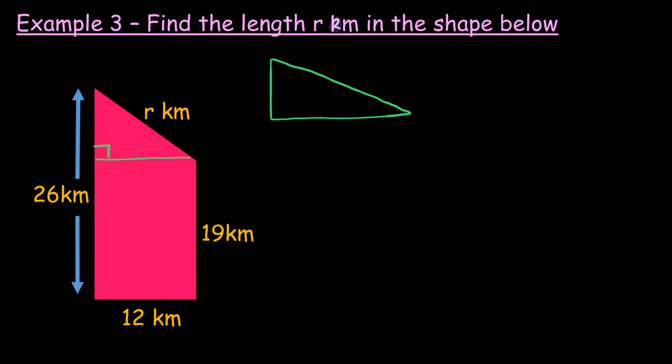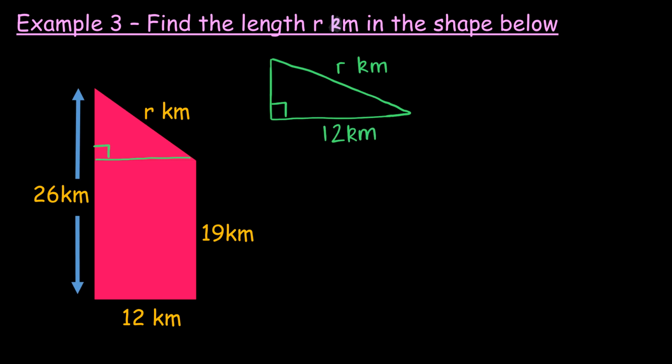So we're going to fill in the sides that we know and then mark on the sides that we want to find. So I want to find this side here, which is r kilometers. And if I'm going to be able to do Pythagoras on this, it means I need to already know this side here and this side here. So the bottom side goes from this part over to here. And that's the same as the length at the bottom of the rectangle, which means that this side here at the bottom has to be 12 kilometers because they're the same length.